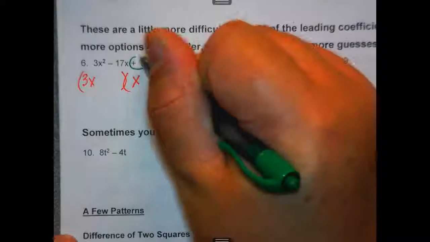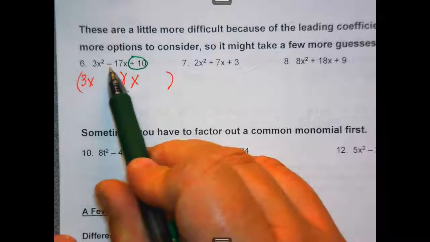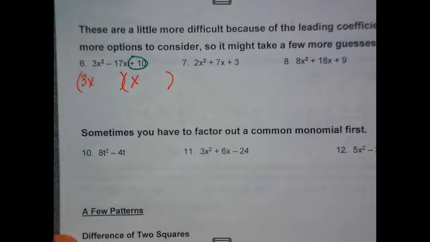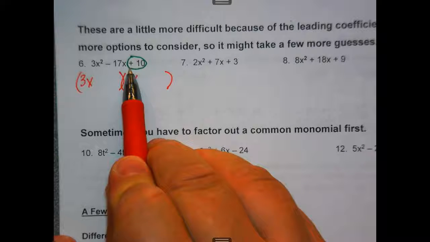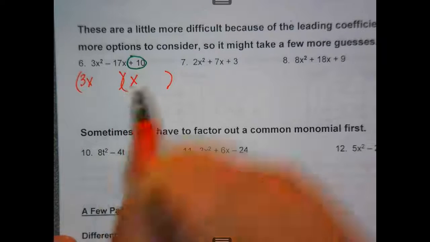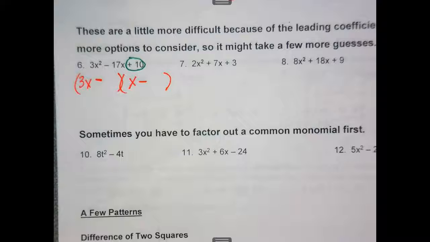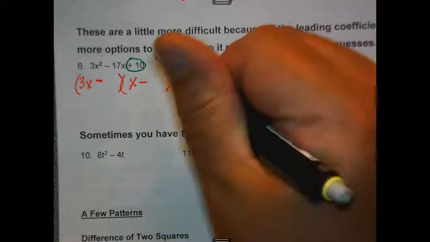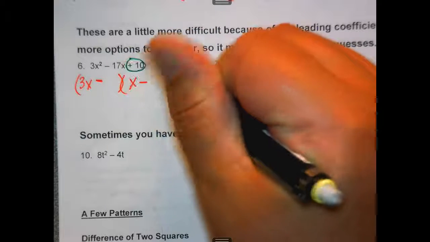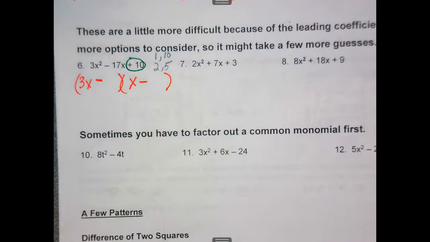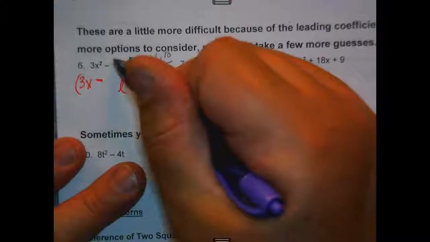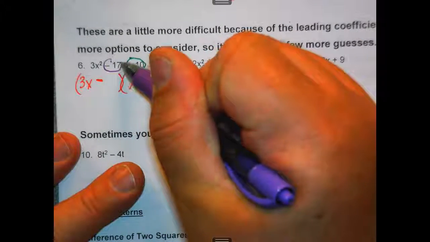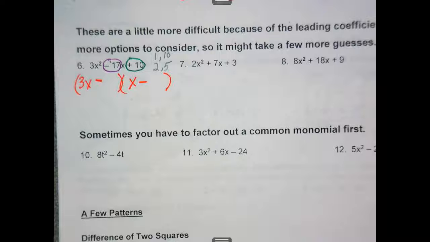My C is positive 10. They have to add up to a negative number, so my signs are going to be what? Negative and negative. No, because they're multiplied to a positive, so they both have to be the same sign. But they have to add up to a negative, so they both have to be negative. Okay. Factors of 10. 1 and 10, and 2 and 5. Now, this is where it gets a little harder. They have to add up to negative 17. We really don't have to worry about the minus sign because they're both minus, so you're just going to add them up to 17.